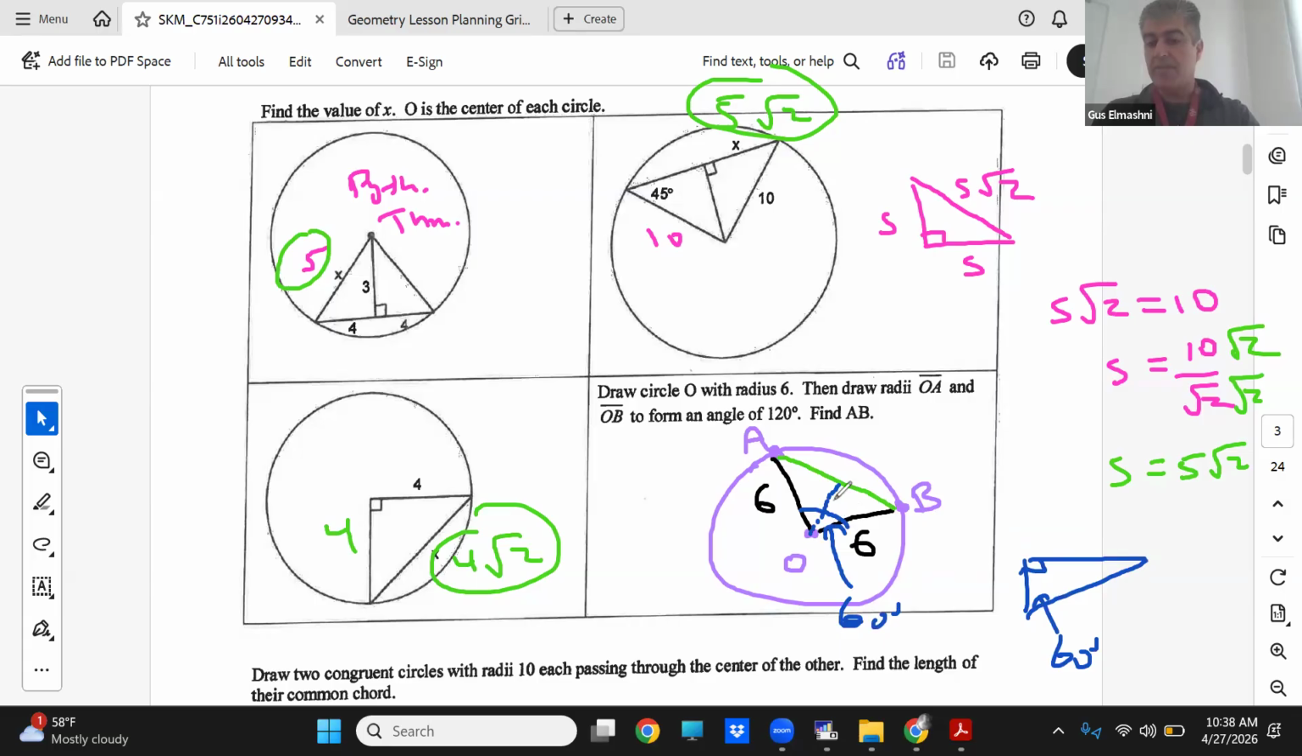So if that's 60, then this is 6, this is 3, and that's 3√3. Which part? Oh, I mean this? No, that would say arc AB. It would have had this little symbol here. But anyway, so the answer is 6√3.